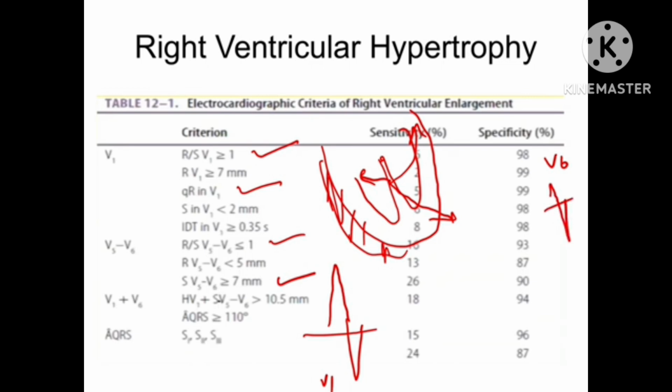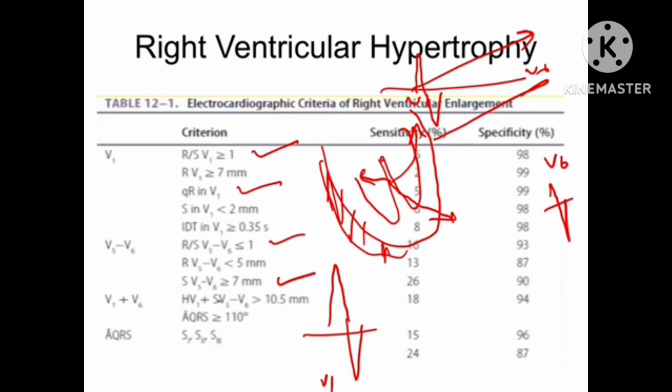So, as we have seen in a normal ECG, the amplitude of the R wave increases from V1 to V6 and the amplitude of the S wave decreases from V1 to V6. But in right ventricular hypertrophy, the R wave will be more in V1, or we can say equal to the S wave in V1, and gradually its size decreases when it reaches V6.